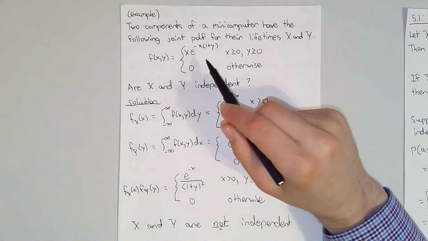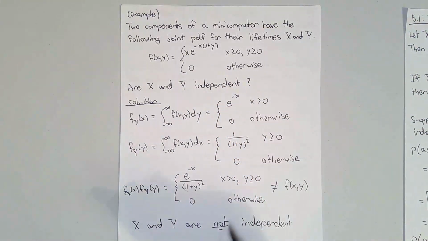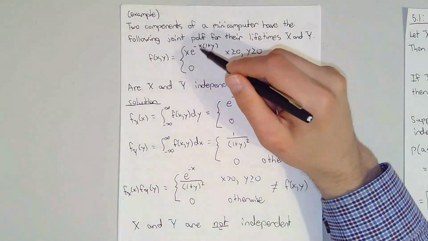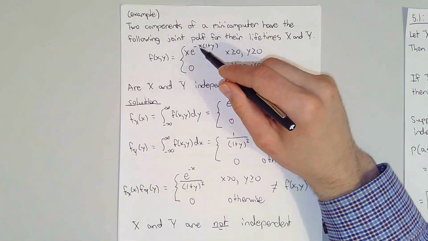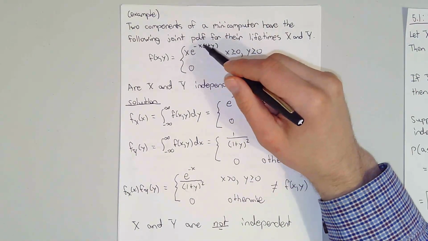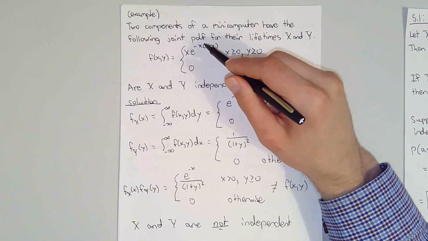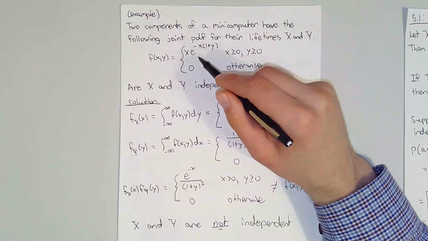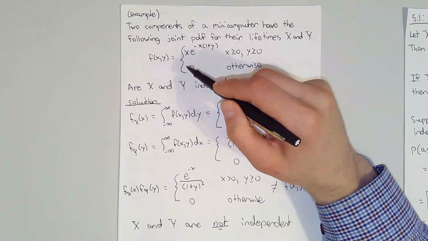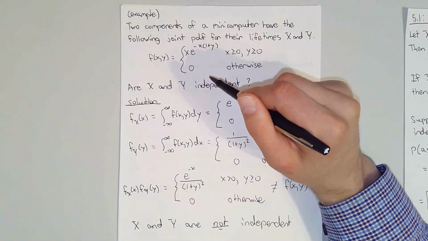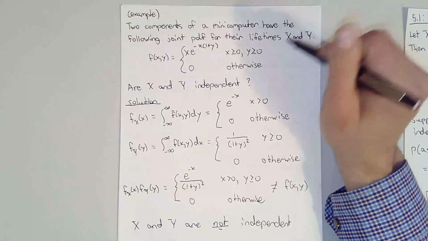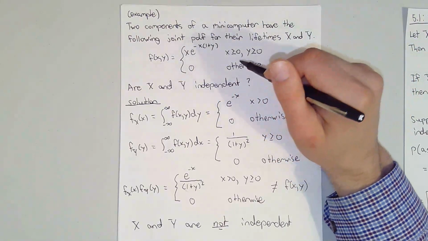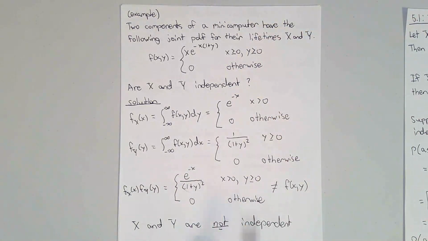However, if we look at the joint PDF, we can see that this is not a product of a function of x times a function of y. We can see this inside the exponent here. The exponent is a product of x times the quantity 1 plus y. There's no way to break this up into a function of x times a function of y. So capital X and capital Y have no chance of being independent because of this. However, we can see directly that clearly our independence criteria fails.